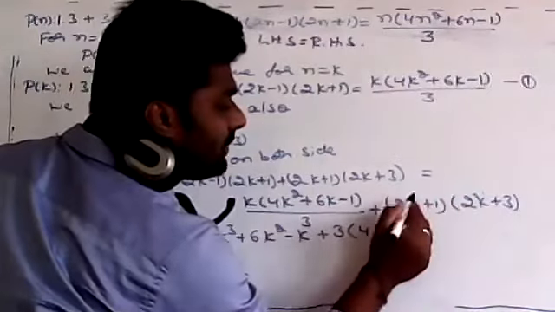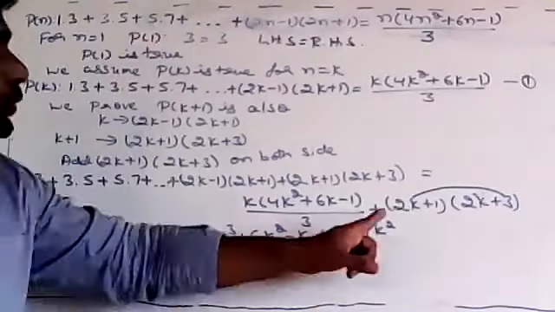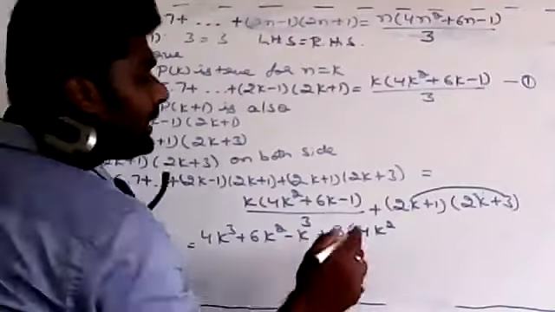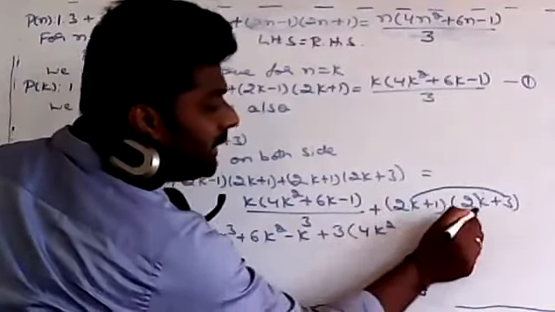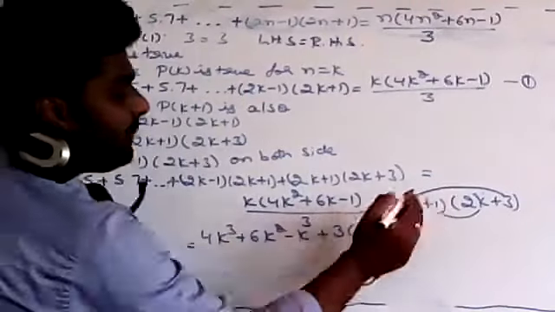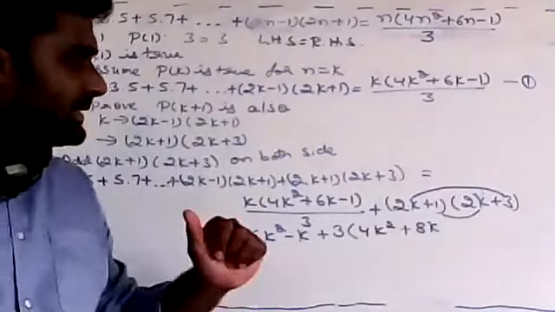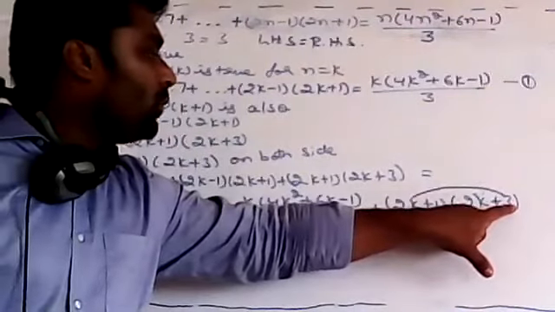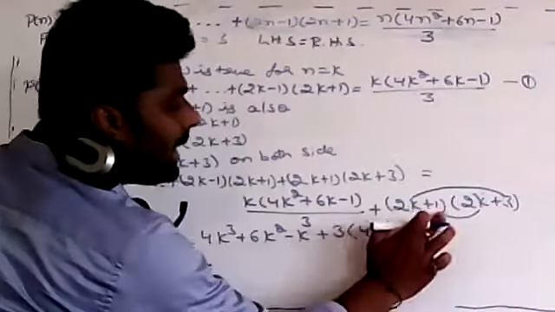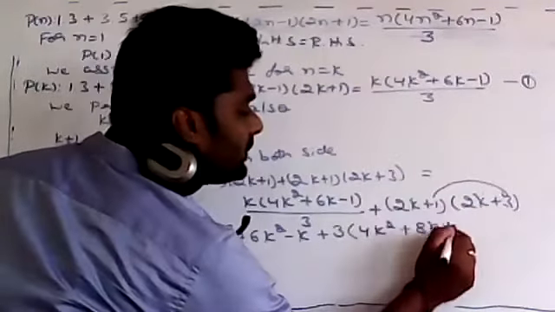Similarly, 2k plus 3. 2k into 3 is what? 6k. Then 1 into 2k is 2k. So if we add both, 6k plus 2k is what? 8k. Clear or not what I'm telling? Yes, nice. 8k. And the last one is 1 into 3, which is 3.